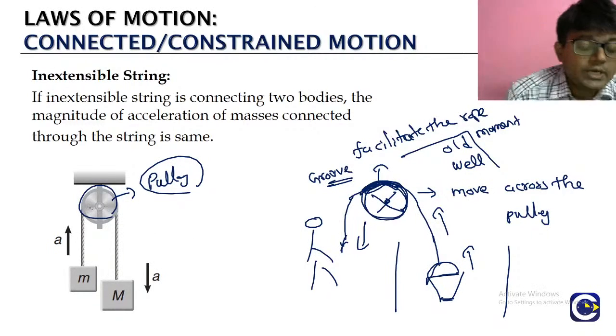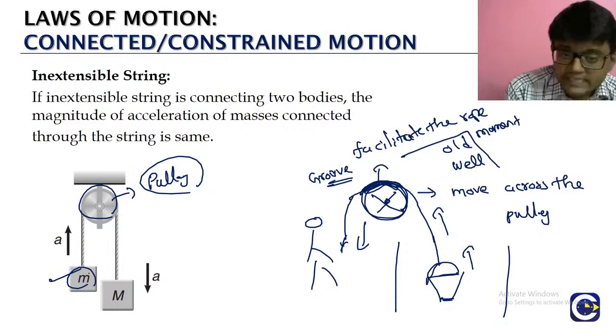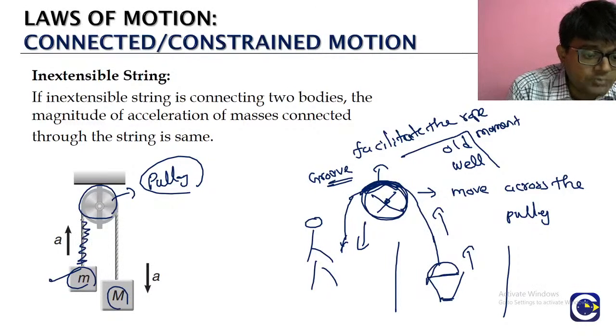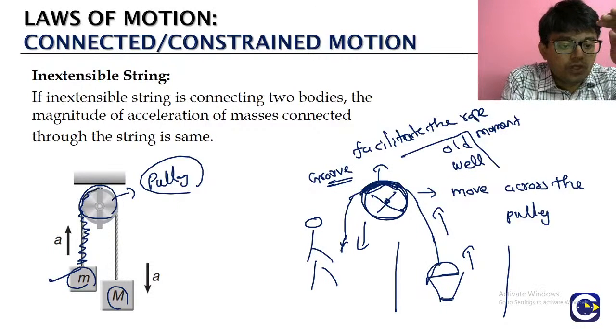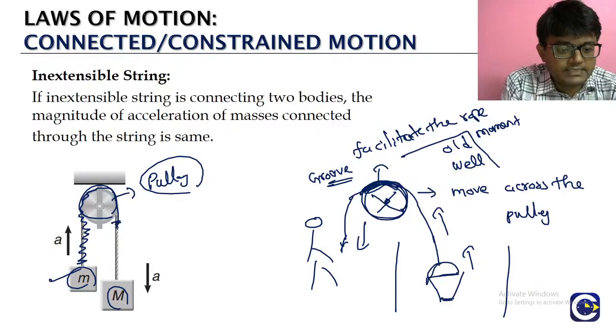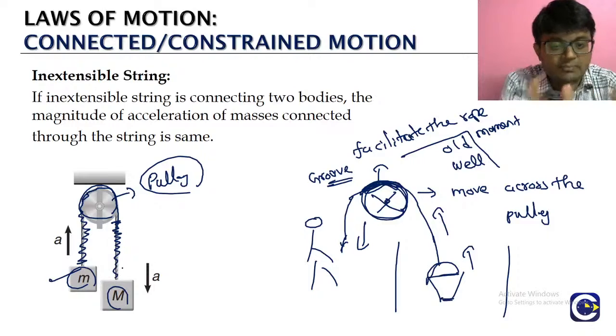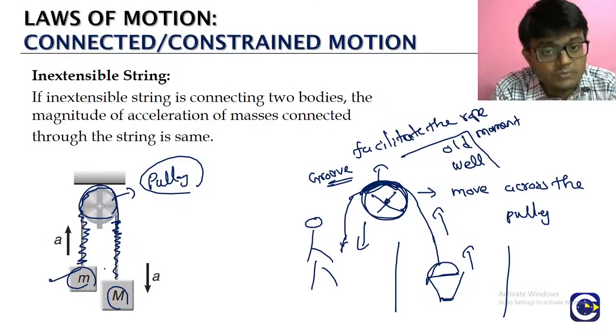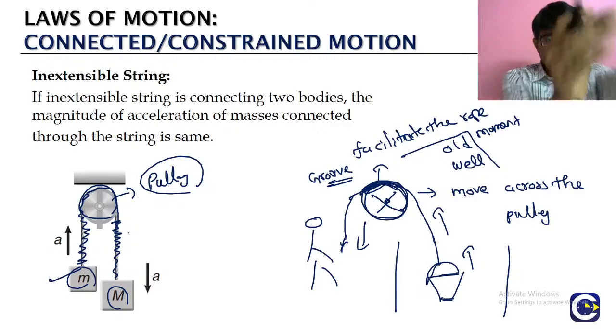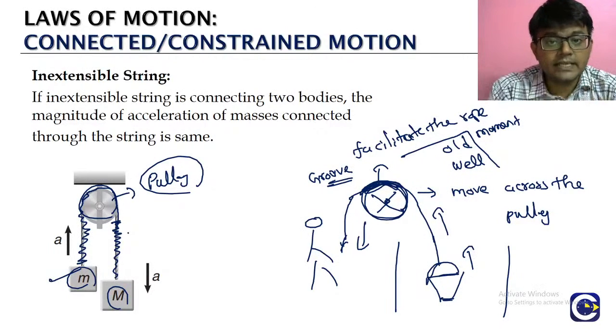Okay, so look at it. You have the small m on one side of the pulley and capital M on the other side. Both are connected by the same rope. As I explained, the pulley will have a groove. Through that groove, the rope is coming this side. It is the same rope. Okay, now look at this. Since small m and capital M are connected by the same rope, this is something that we will also be able to tell intuitively.